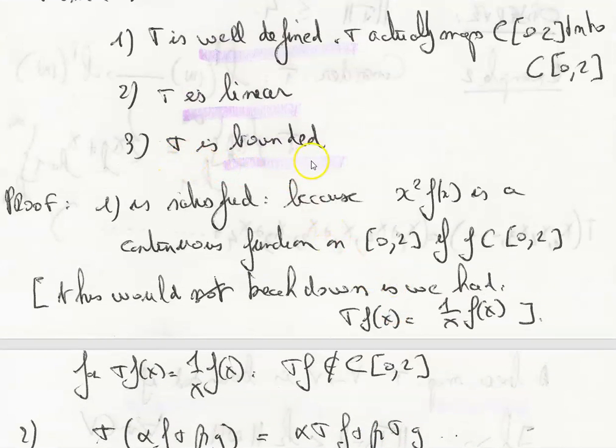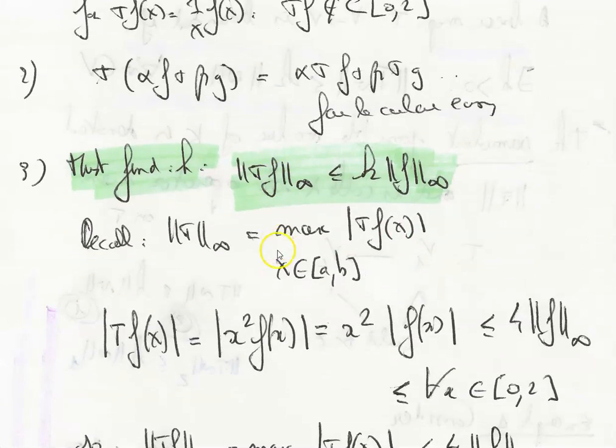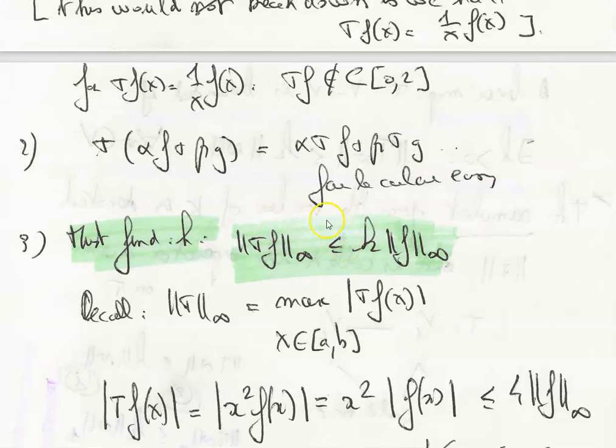Then let's demonstrate that this application T is bounded. I recall that T is bounded. So what does it mean? It means that we can find an integer k such that the infinite norm of Tf is less than k times the infinite norm of f.